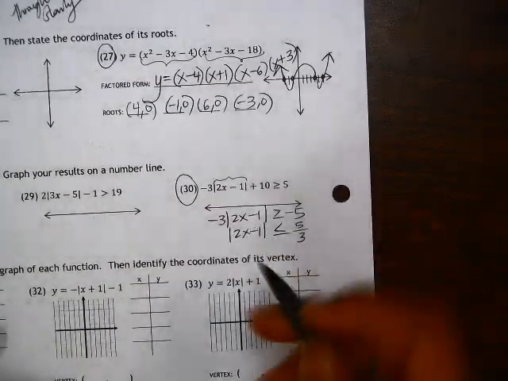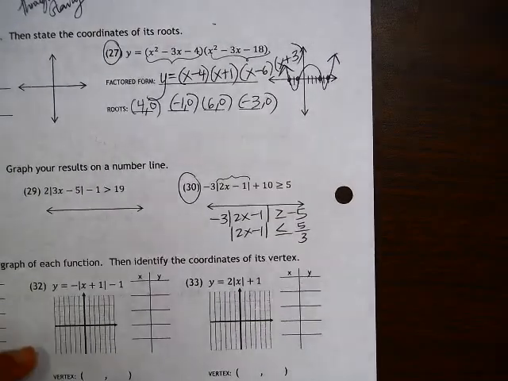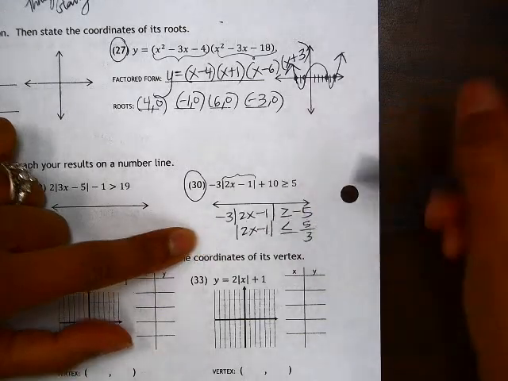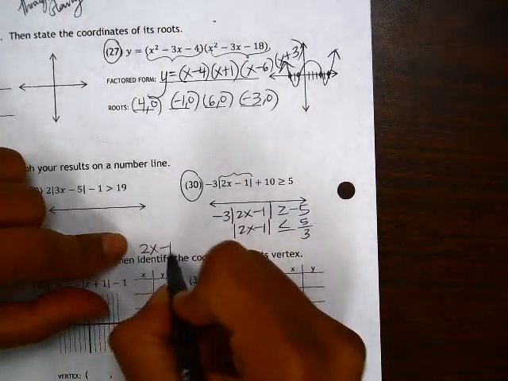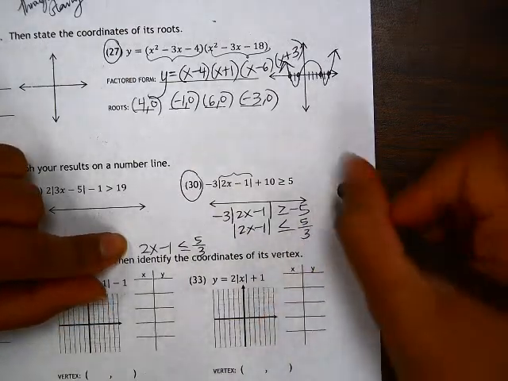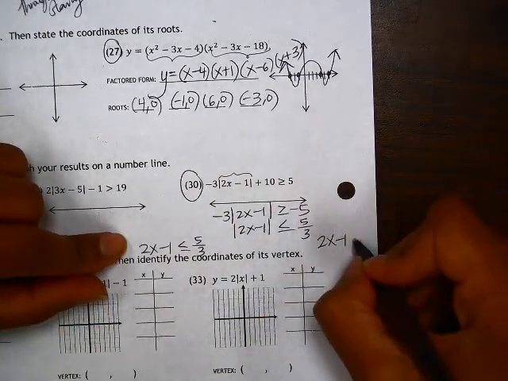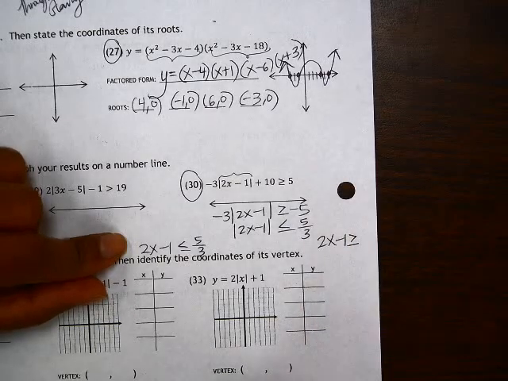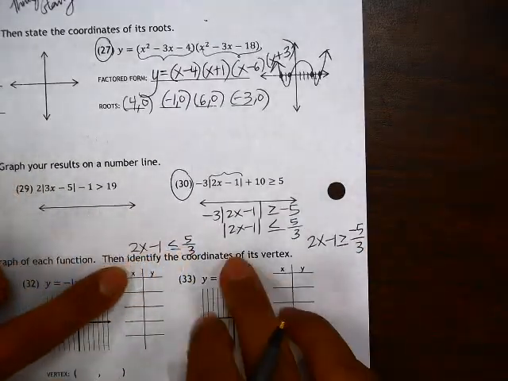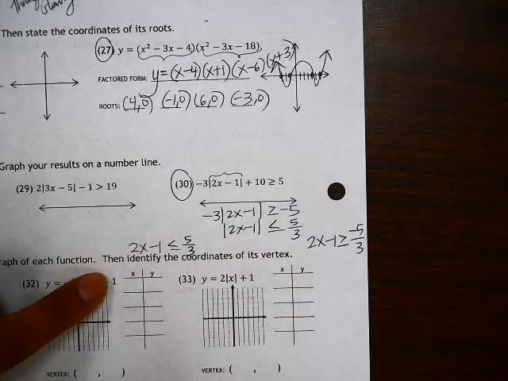Now, once we have the absolute value bars isolated, we're going to solve by splitting this into two inequalities. The first inequality will have a less than, just like this did. And then the second inequality, the inequality sign switches and the 5/3 is negative because of this absolute value. So we're going to solve both of those.